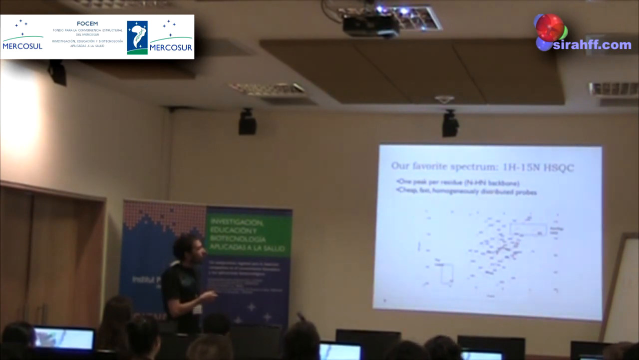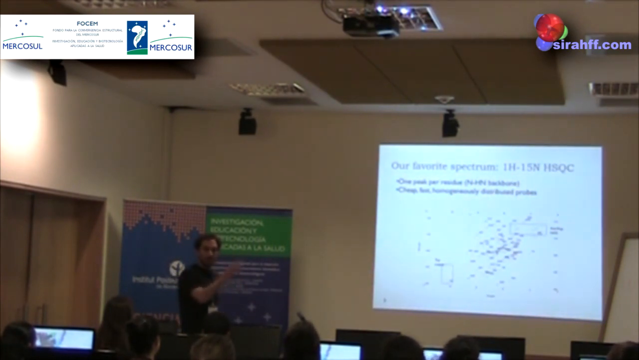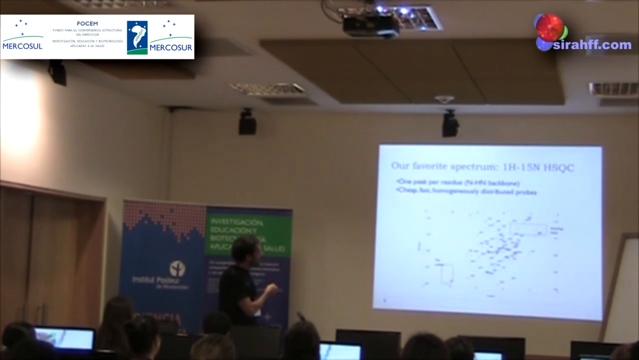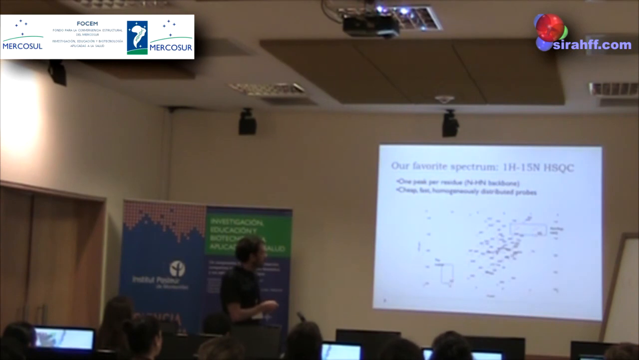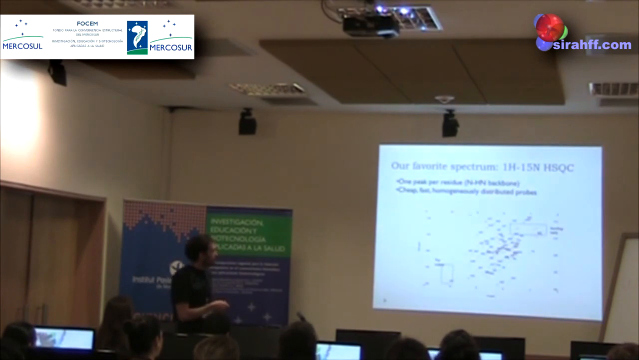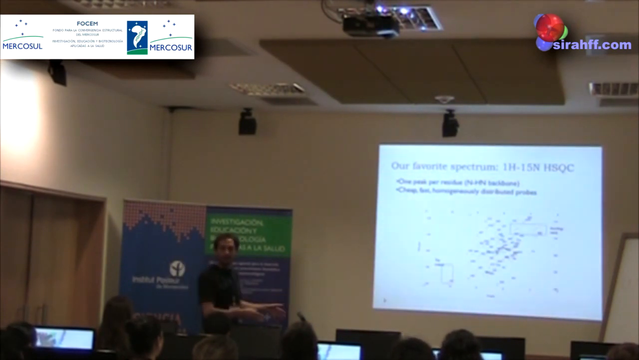The probe is homogeneously distributed, okay? You have one NH per residue, at least, which is the backbone NH. So it's cheap, it's fast to acquire, and you have a nicely distributed probe, so it's great spectroscopy. You get a signal for each residue, for each NH of the backbone, and you also get signals for side chains of indole of tryptophan and amines of asparagine and glutamine. This spectrum is very informative. You will see immediately if your protein is structured or unstructured, and if you see all the residues you want to have.